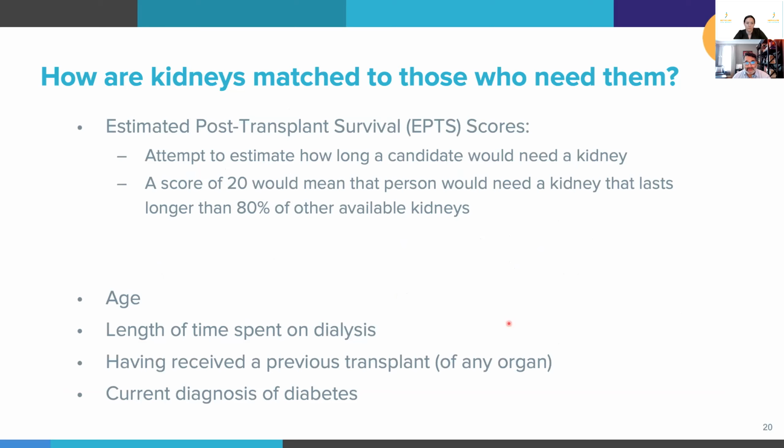That's matched to something called an estimated post-transplant survival score. This is an estimate, a guess, of how long someone would need a kidney. So if you're in your 70s, you may not need a kidney that lasts 30 years. But if you're 20 or 15, you'd need a kidney that would last as long as you possibly could.